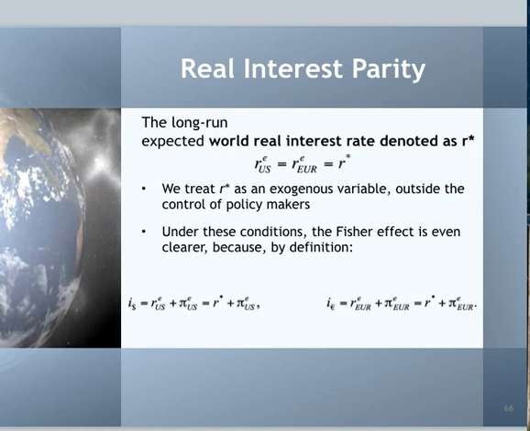And we treat R star, which is the real world interest rate, as an exogenous variable, again, outside the control of policymakers. And so what this ultimately tells us is that the interest rate in the United States is equal to the expected real interest rate plus the inflation rate, according to the Fisher equation, which is equal to the world interest rate plus the inflation rate in the U.S. And this is also true in Europe: the interest rate in Europe is equal to the world interest rate, an exogenous variable outside the country's control, plus the European inflation rate.